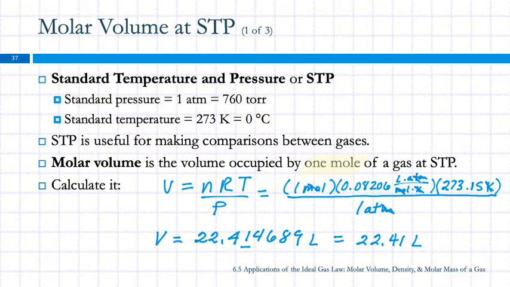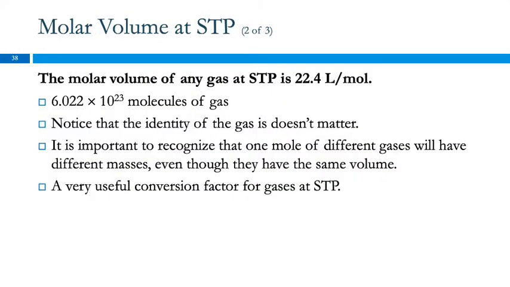It's kind of weird. It's usually rounded to 22.4 liters per mole, I think, because the next digit's a 1 and it doesn't matter that much. It's a little sloppy. The molar volume of any gas at STP is 22.4 liters per mole. Doesn't matter what the gas is. A mole is 6.022 times 10 to the 23rd molecules or atoms of gas. It's a number of particles. The identity of the gas doesn't matter. The volume occupied by that many particles will be the same regardless of how large the individual particles are.